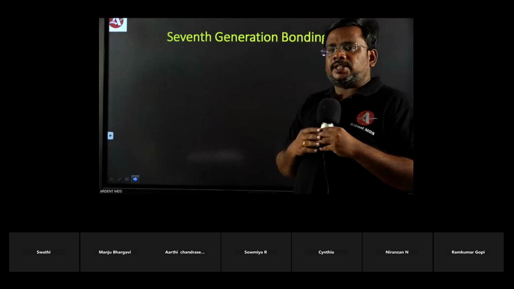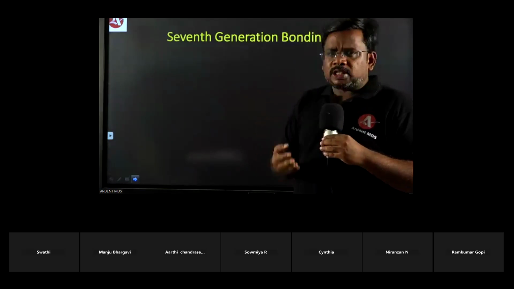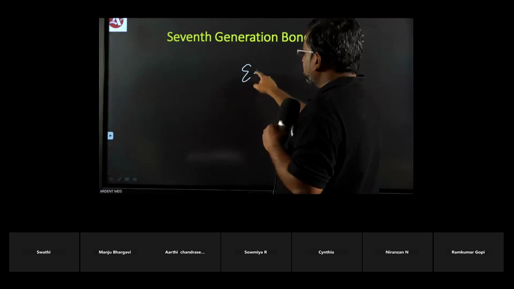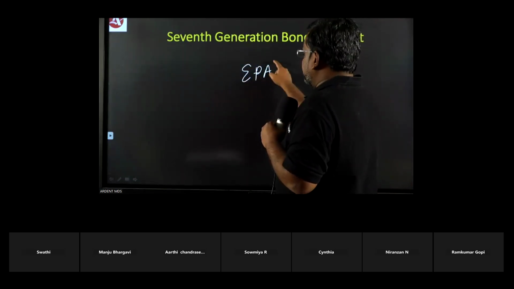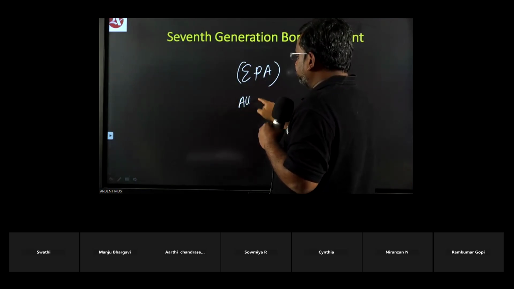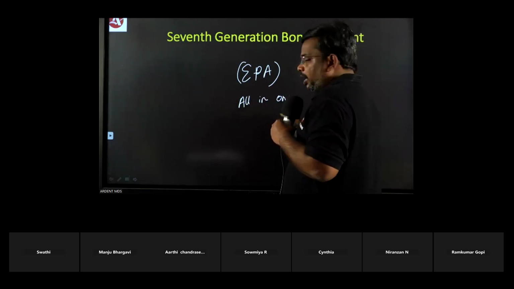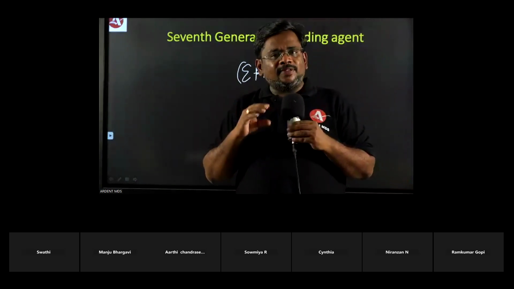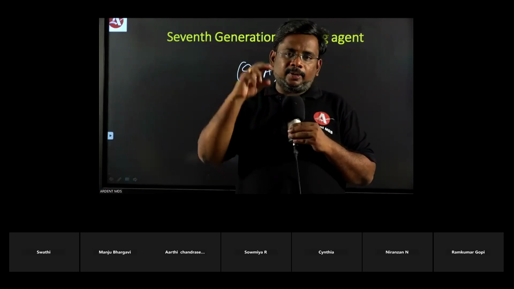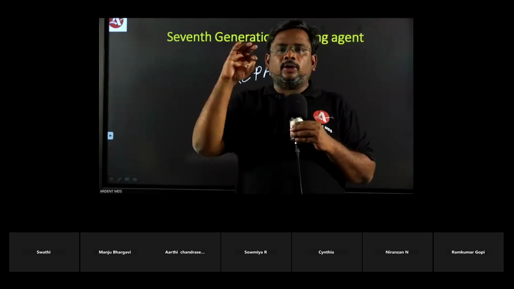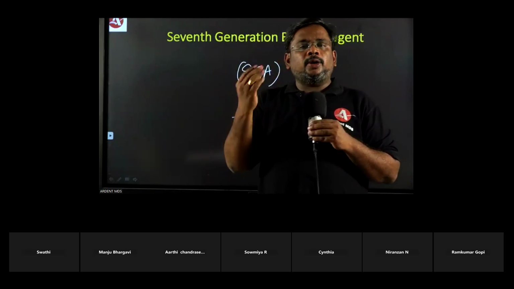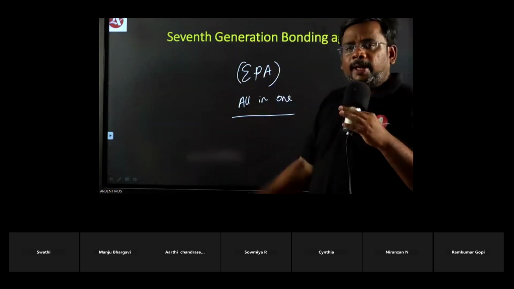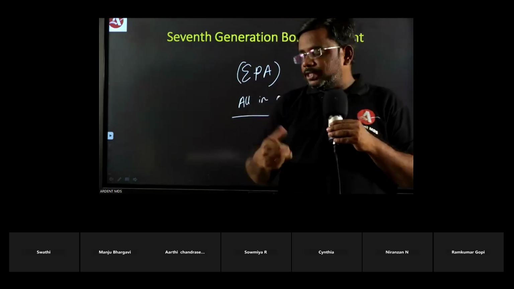What is the seventh generation? It is the most simplified form of bonding agent: etchant, primer, and adhesive available in an all-in-one bottle system. What is this all-in-one bottle? You need not mix. The manufacturer mixes everything together and gives it in a single bottle. You just open it, use it, and do the composite restoration. This is called the seventh generation. This is the whole evolution of generations.